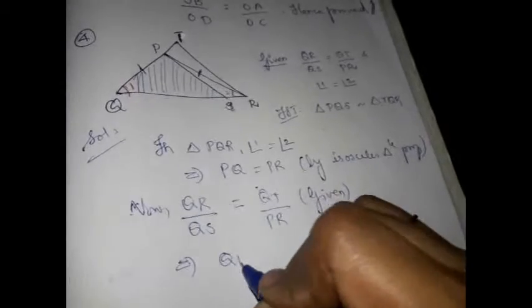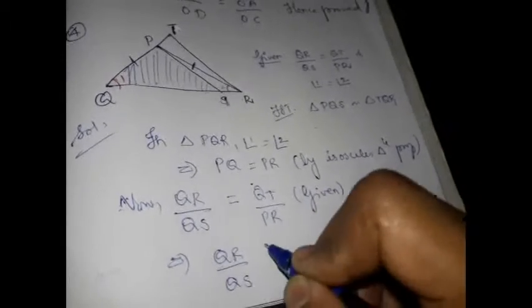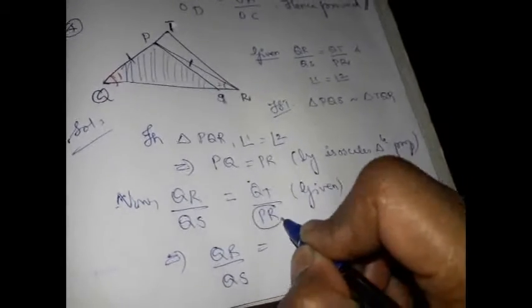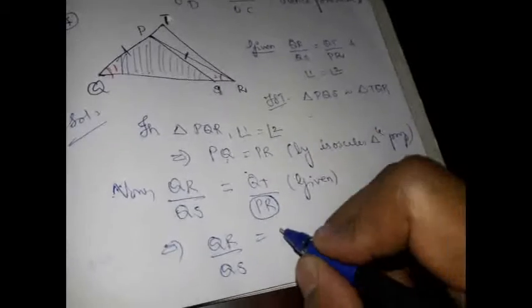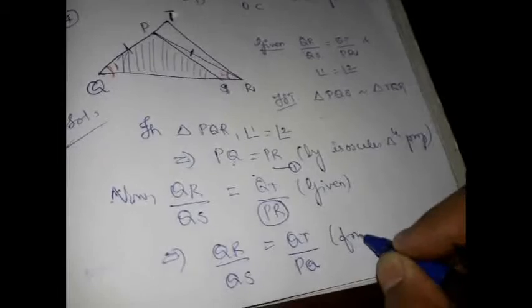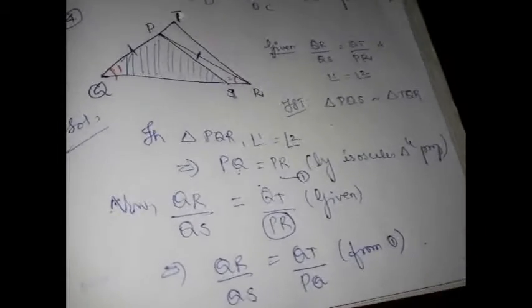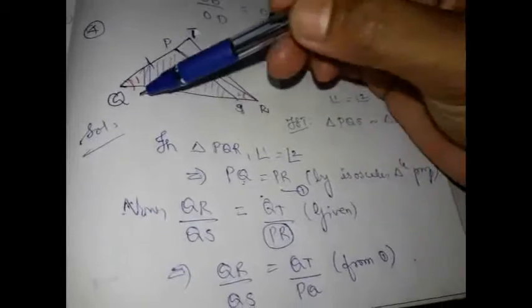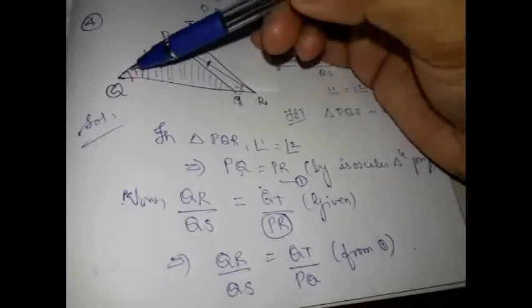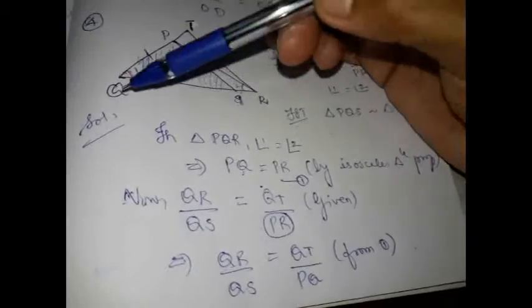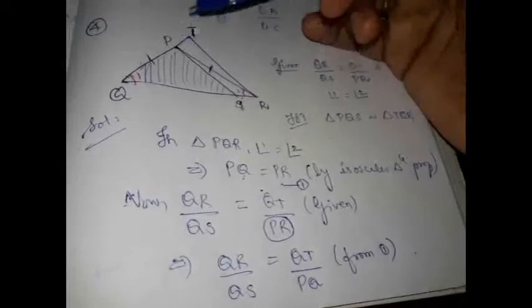Now this will become QR by QS, which is equal to, instead of this PR, I am going to replace it with PQ. QT divided by PQ from 1. Now what we got? QR by QS is equal to QT by PQ, right? QT by PQ.